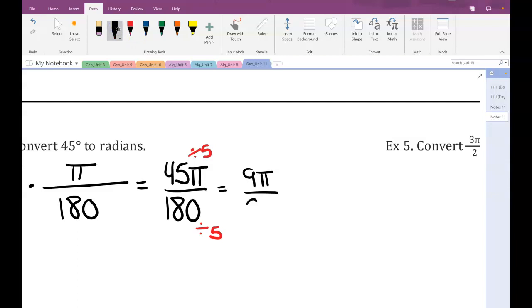All right, then I check again. Is there any number that goes into both 9 and 36? Well, I know 9 is divisible by 9, and I know 9 can go into 36 as well. So I can reduce each of these again by dividing out a 9. So this is pi over 4. That's how we would write something in radians. Pi over 4 is the same thing as 45 degrees.